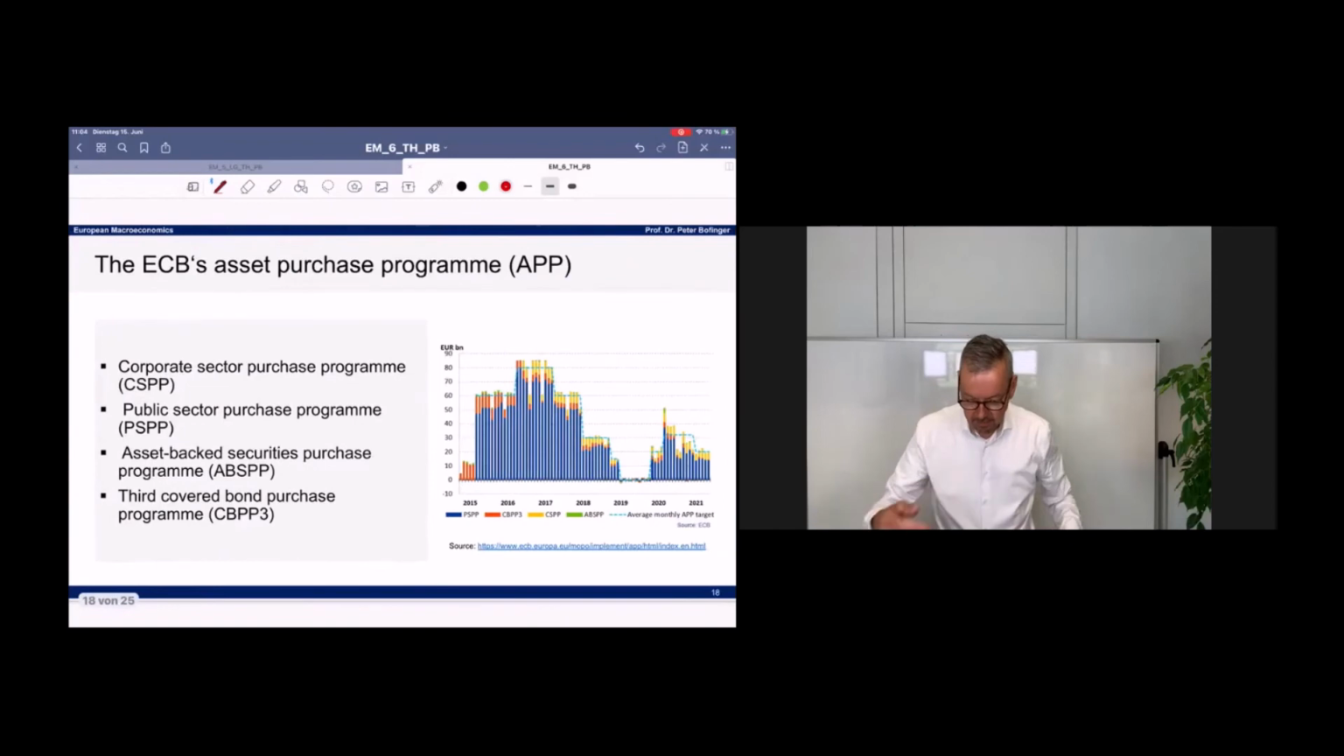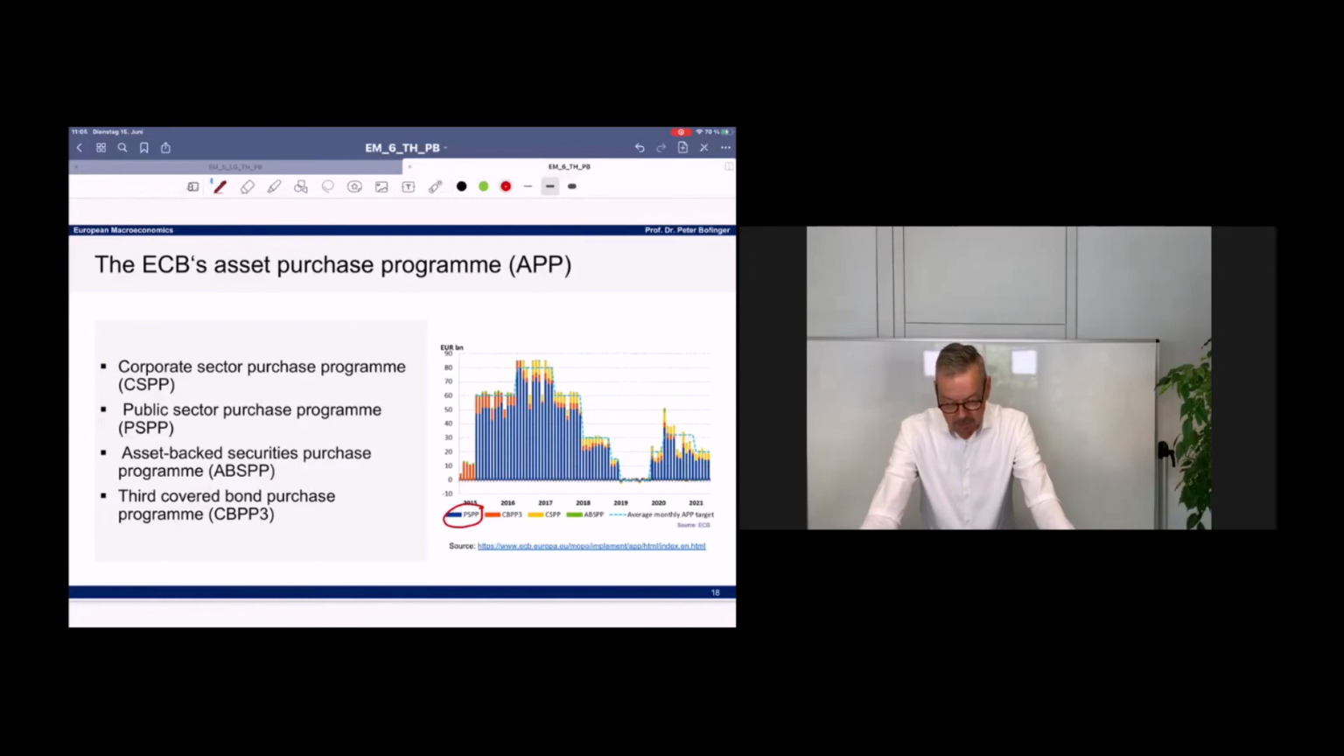So the ECB had a lot of programs to purchase bonds. The whole program was called the Asset Purchase Program, and it consisted of four elements: the corporate sector purchase program, the public sector purchase program, the asset-backed securities purchase program, and the covered bond purchase program. I think you do not need to know this by heart. You can see here from the chart, the blue is the public sector purchase program. So most of the purchases that the ECB made were government bonds.